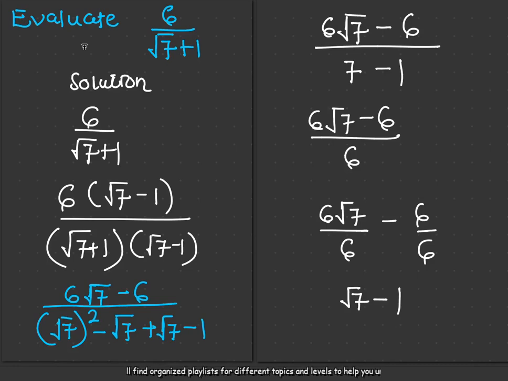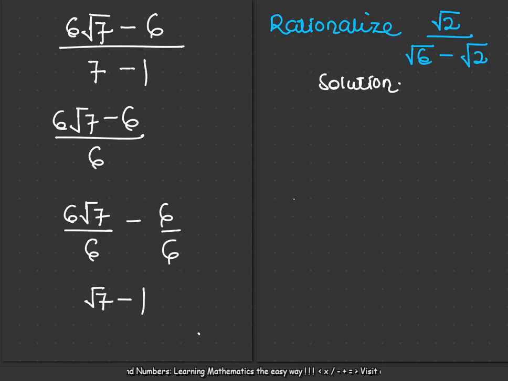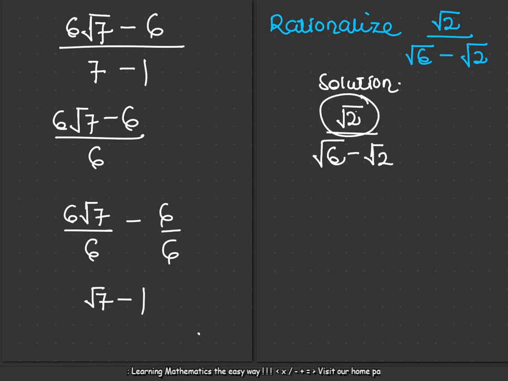the denominator. Let's solve one more example just to enhance our understanding. So let's consider this second question here. It says we have to rationalize root of 2 all over root of 6 minus root of 2. So we have nothing to do with the numerator.